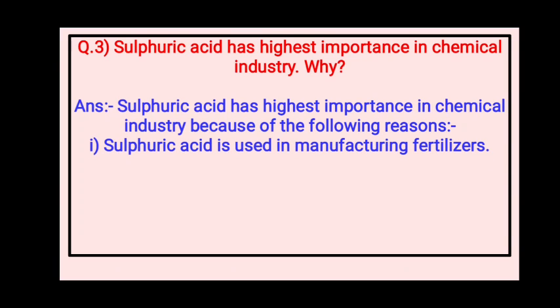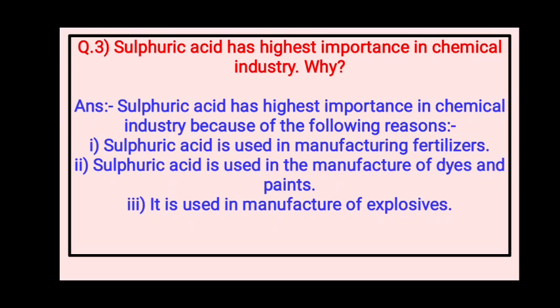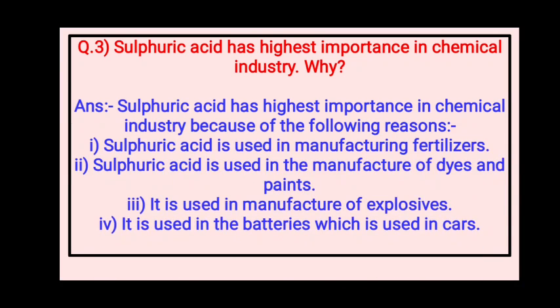You have to write sulfuric acid is used in manufacturing fertilizers. So different fertilizers are made by making use of sulfuric acid. It is also used in the manufacture of dyes and paints. It is also used in manufacture of different explosives. It is used in the batteries that are used in the cars. And it is used in the manufacture of drugs. So because of all these reasons, sulfuric acid has the highest importance in chemical industry.